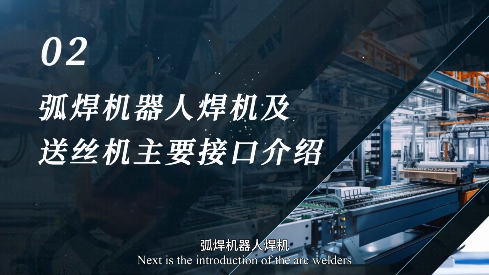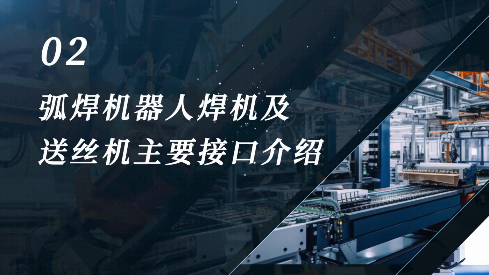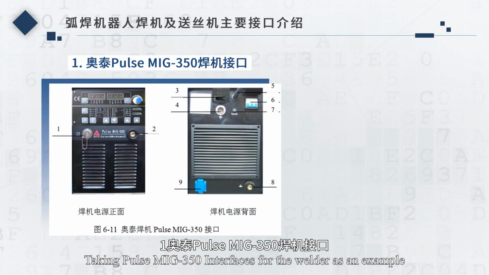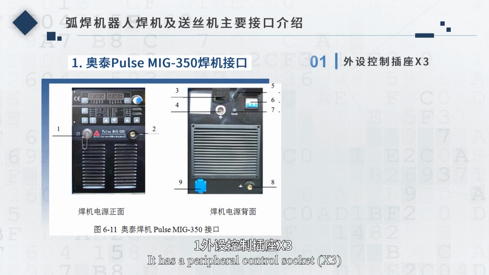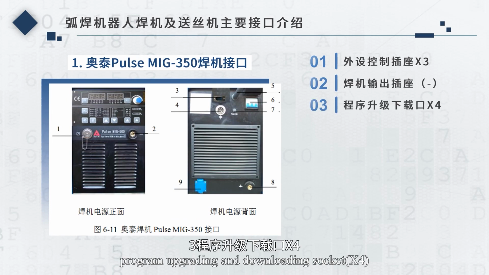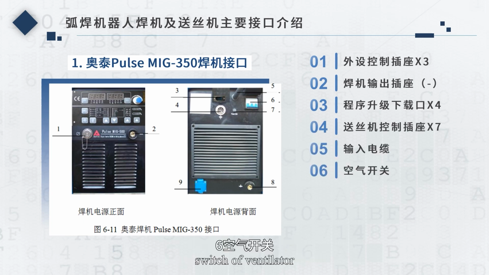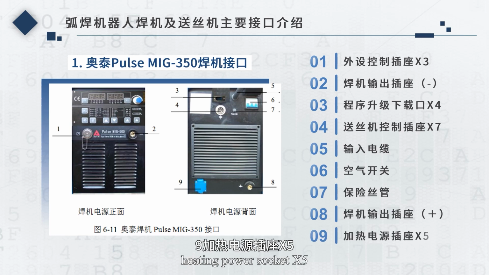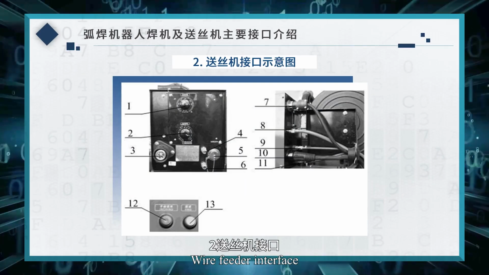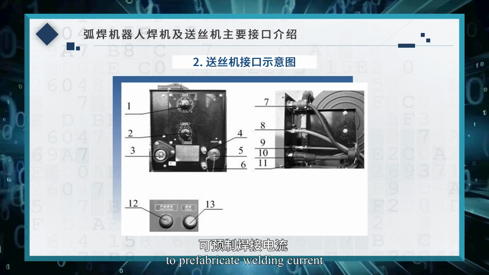Next is the introduction of the arc welders and the main interfaces of the wire feeder. Taking Pulse MIG350 interfaces for the welder as an example, it has a peripheral control socket, output socket, program upgrading and downloading socket, wire feeder control socket, input cables, switch of ventilator, fuse tube, welder output socket, heating power socket, wire feeder interface. Current adjustment knob can be twisted to prefabricate welding current.